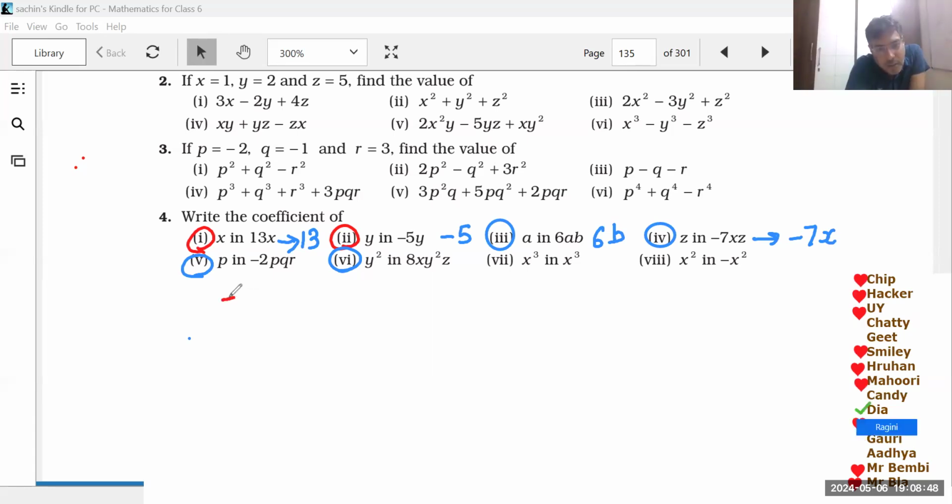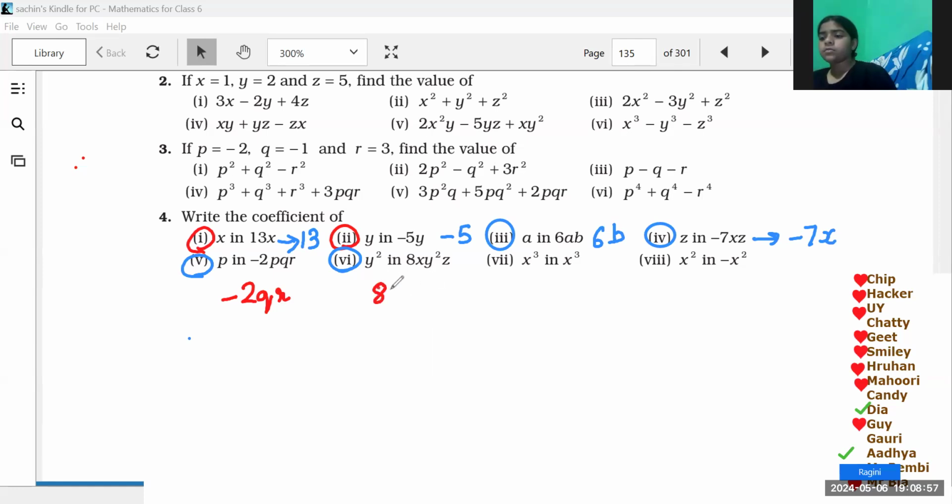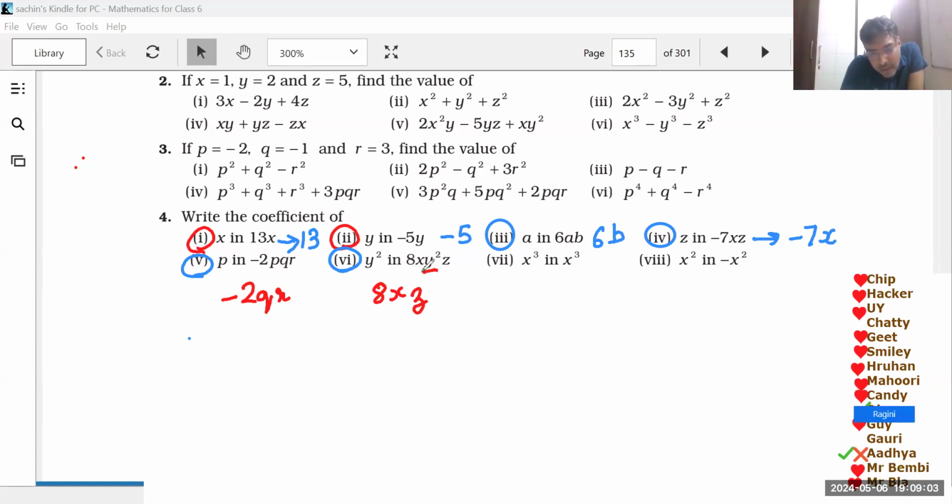So the first answer is minus 2QR. I already sent you the first answer before. And the second answer is 8xz. So, beta, if we remove y square, I will be left with 8xz. Everyone do the seventh and eighth question.